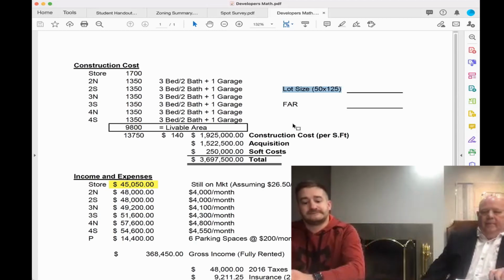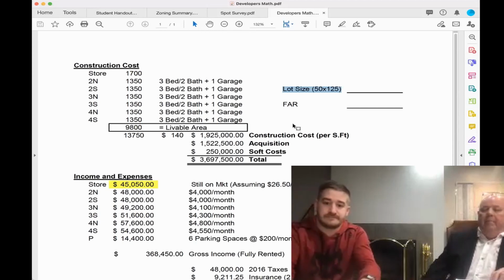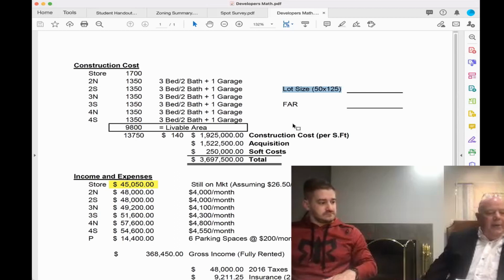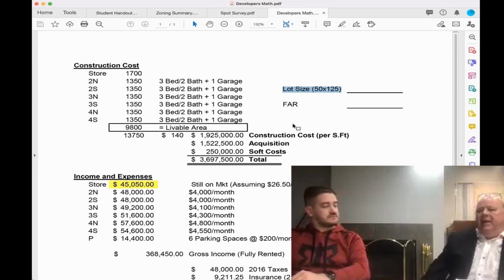Okay. So how many units? That'd be 6 units above the commercial. So let's say we have 2 commercial units, so that's 8 units total. Take 13,750 and divide it by 8, and that'll give you the rough square footage of every unit.